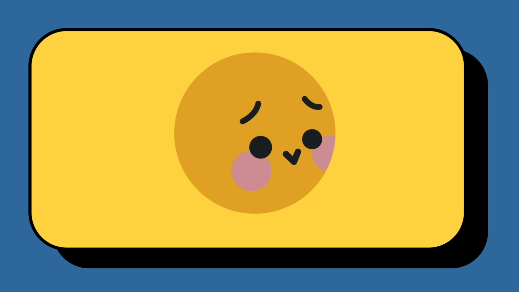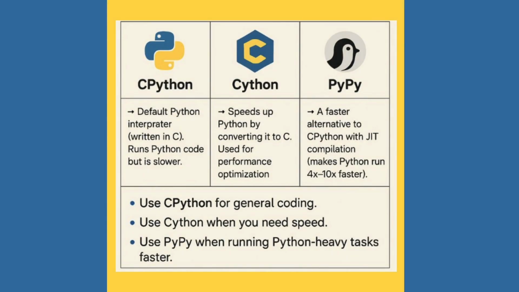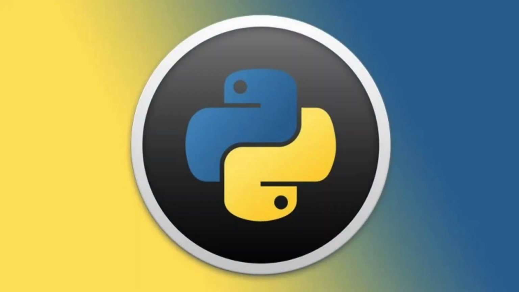So Python itself actually has multiple flavors and tools. For example, CPython, which is the standard version of Python written in C. Cython, which is Python mixed with C-like syntax for better performance. C extensions, which write super fast functions in C and use them in Python. And PyPI, which is basically Python's package index where developers share tools. So that's why Python is so powerful. You can move fast and optimize when needed.